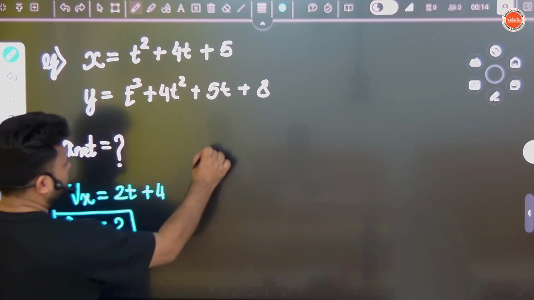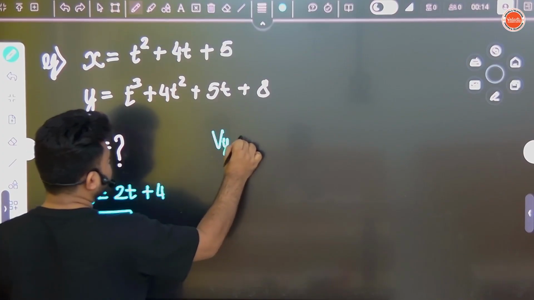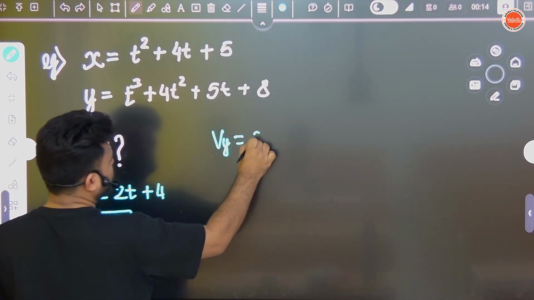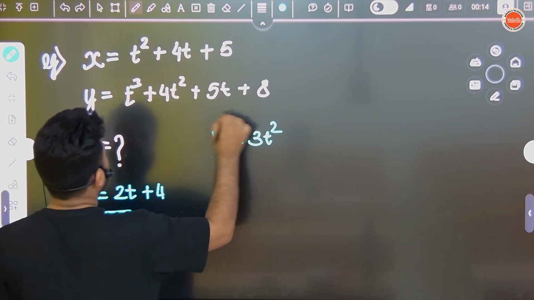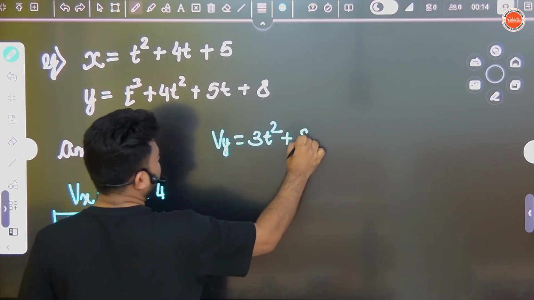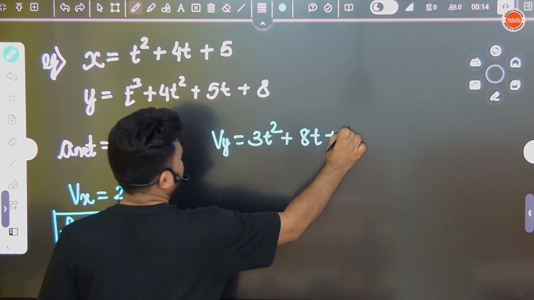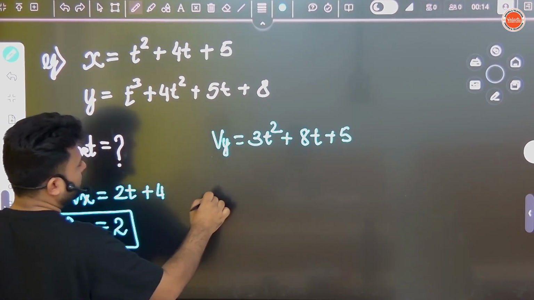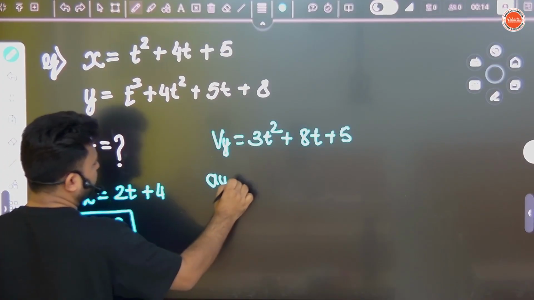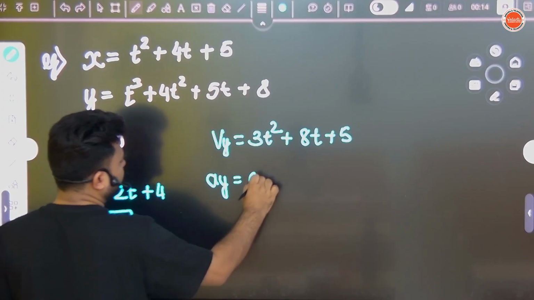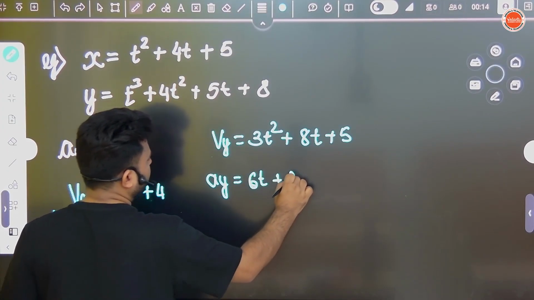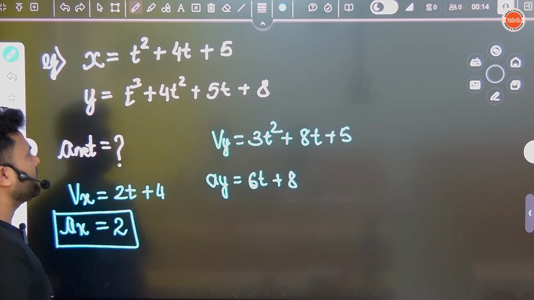Similarly y, what is the velocity in y direction? Differentiate this: 3t square plus 8t plus 5, 8 differentiation is 0. What is the acceleration in y direction? Again you differentiate: 6t plus 8 plus 0.